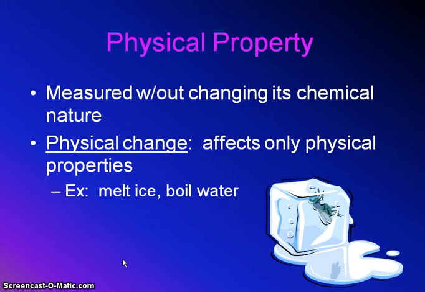The next thing in this section are different types of properties that substances might have. Physical properties are things that can be measured without changing the actual nature of the chemical. So for instance, things like mass. You can put an object on a balance and get its mass without changing anything about it. Volume, density, color, texture, all of those would be physical properties.